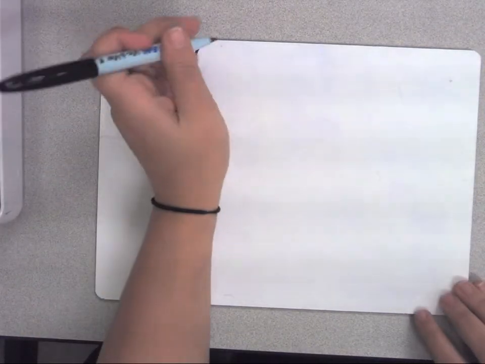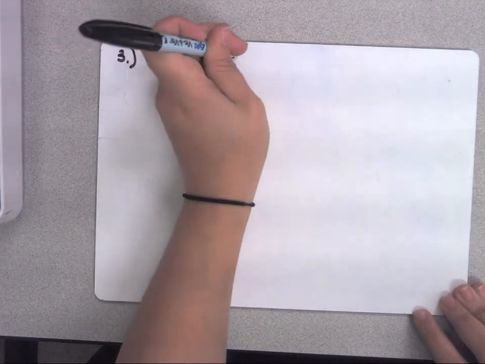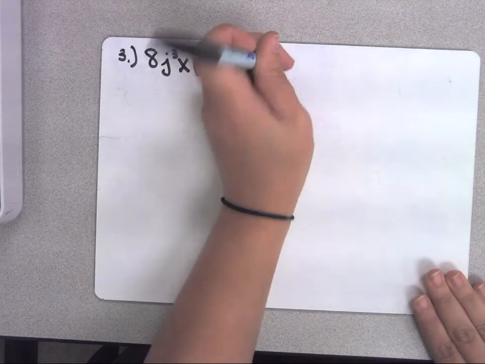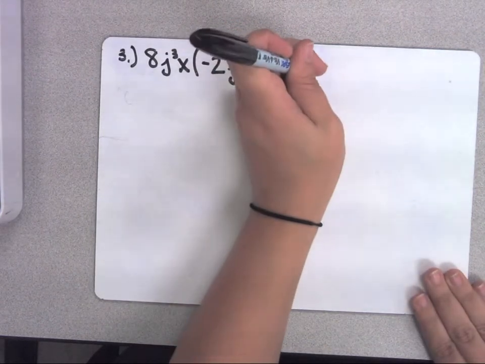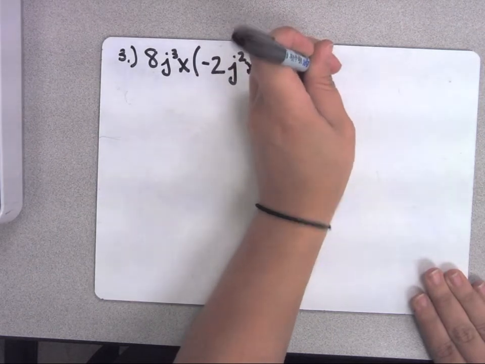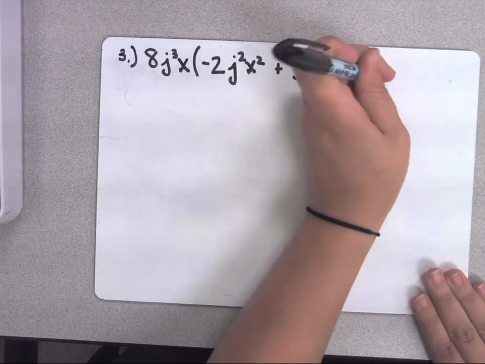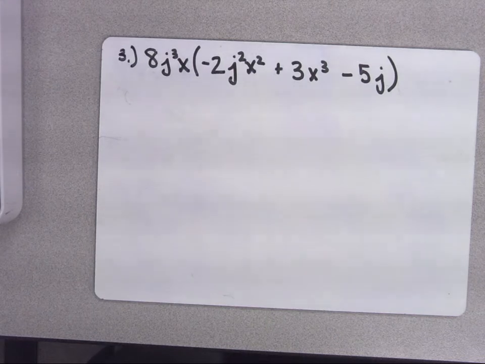Negative 2 J squared X squared plus 3 X to the 3rd minus 5J. Do one variable at a time. 8J X. Do the number, then the variable, and the next variable.